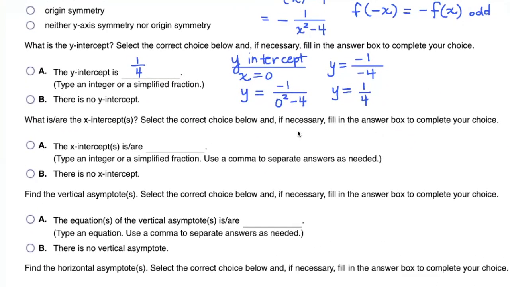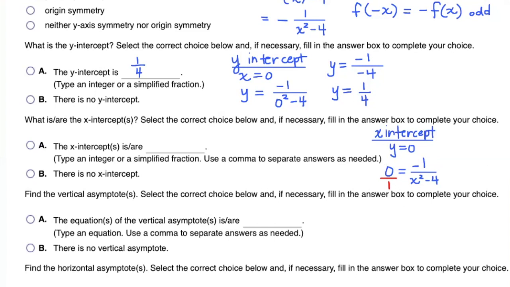What is or are the x-intercepts? To find the x-intercepts, I'm going to let y equals 0. So I put 0 on the left of my equation. Now I have to solve for x here, which might send you into a little bit of a panic. But you can make your life a lot easier when you have a fraction on one side to get a fraction on the other side of your equation, which can be done by putting any number over 1.